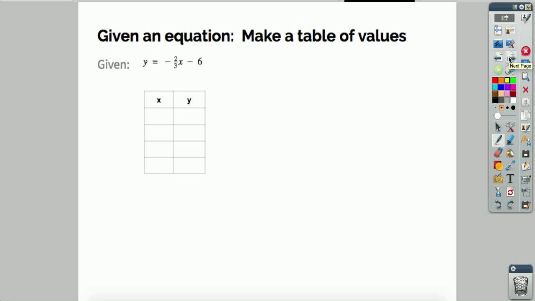So here's an example. Go ahead and give it a try. When you're ready to see the answer, you can go ahead and hit play. We've got this given equation, y equals negative 2/3 x minus 6.